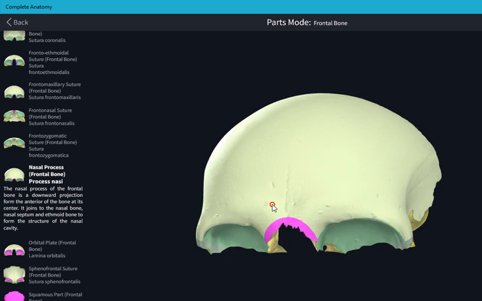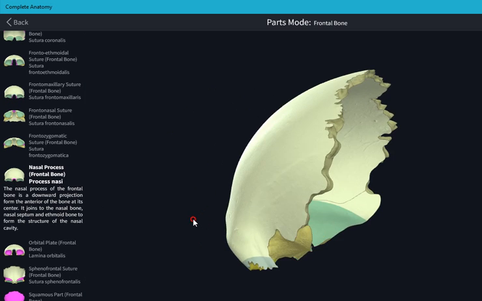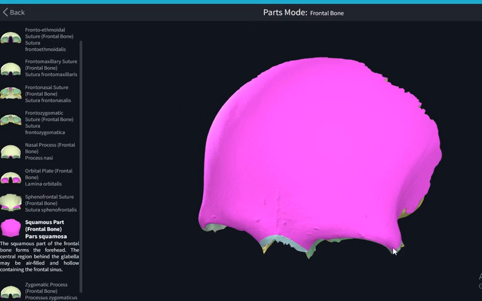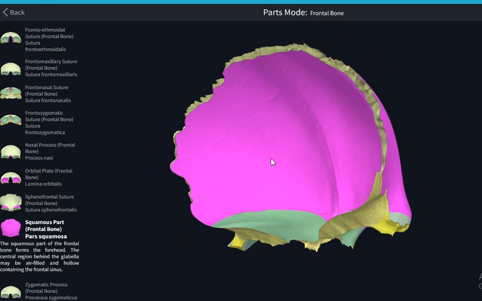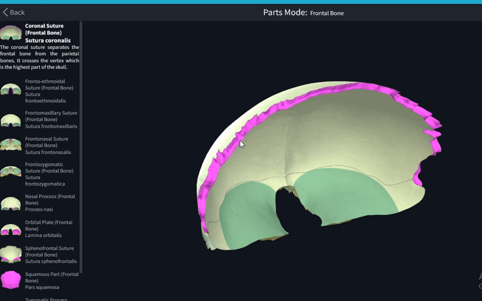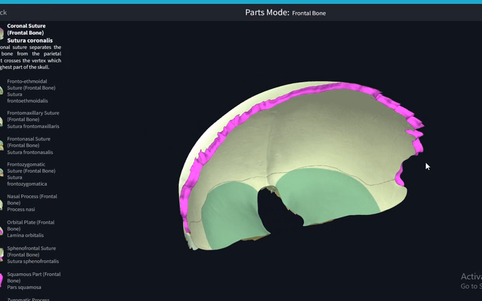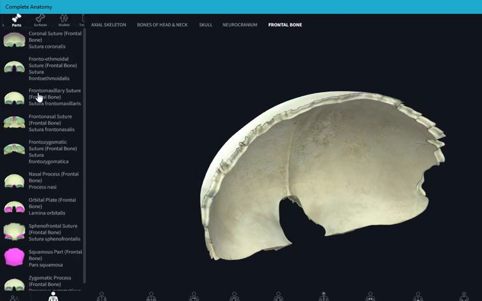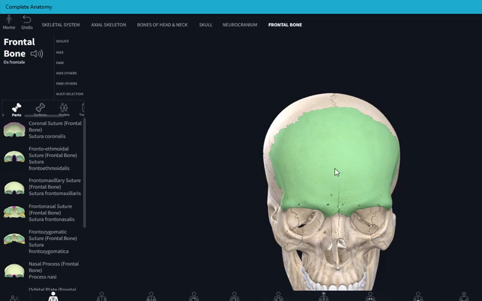So this is briefly the study of the frontal bone here. You can have the zygomatic process at this portion here. All around here is the squamous part, and the posterior portion here connects with the parietal bone, so it's going to be the coronal suture. Now we are going to move to the next bone.